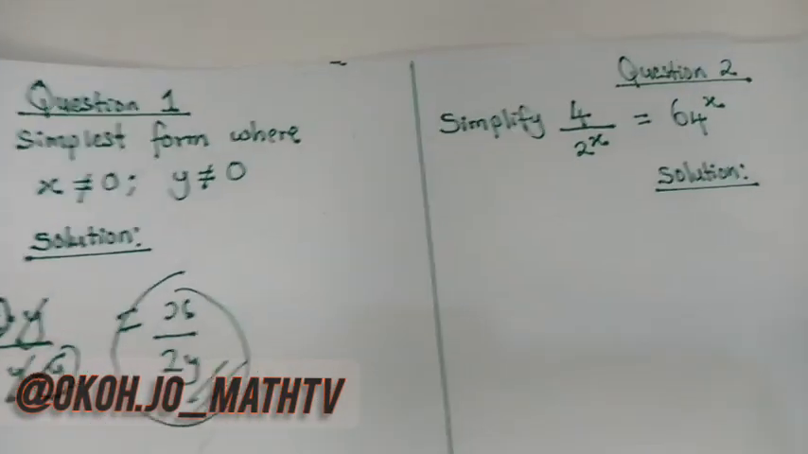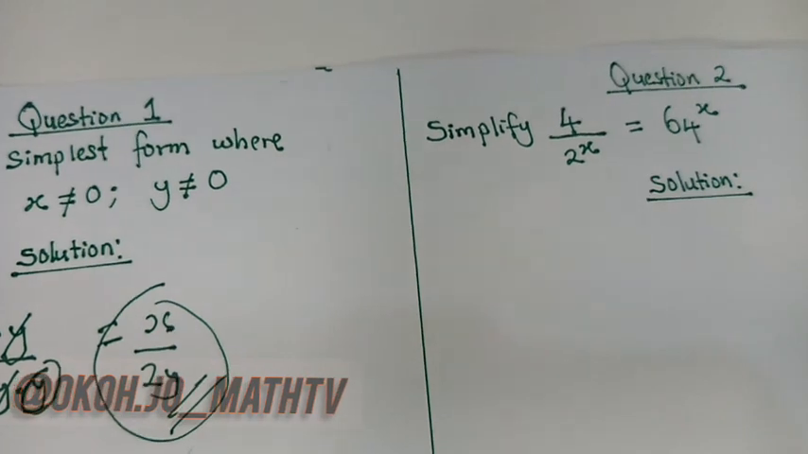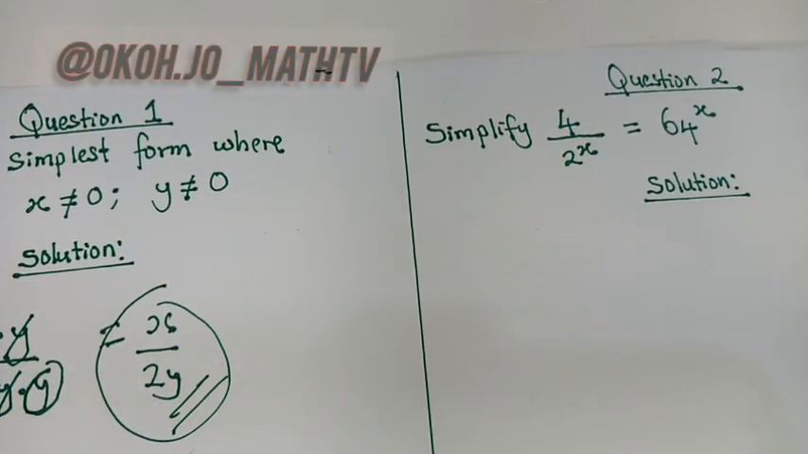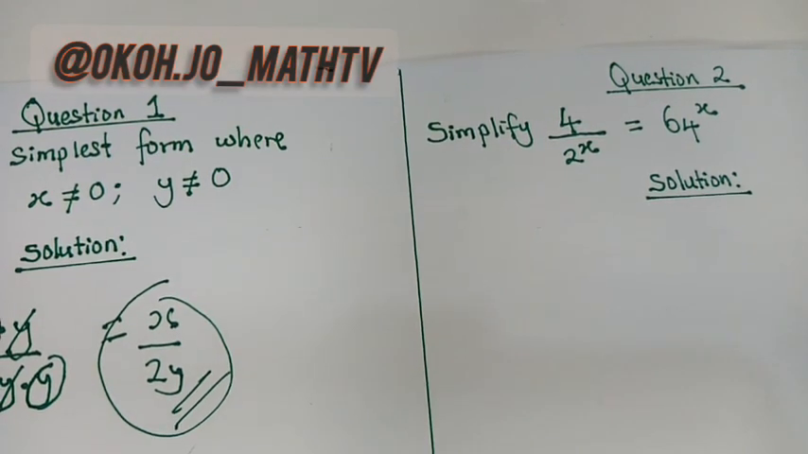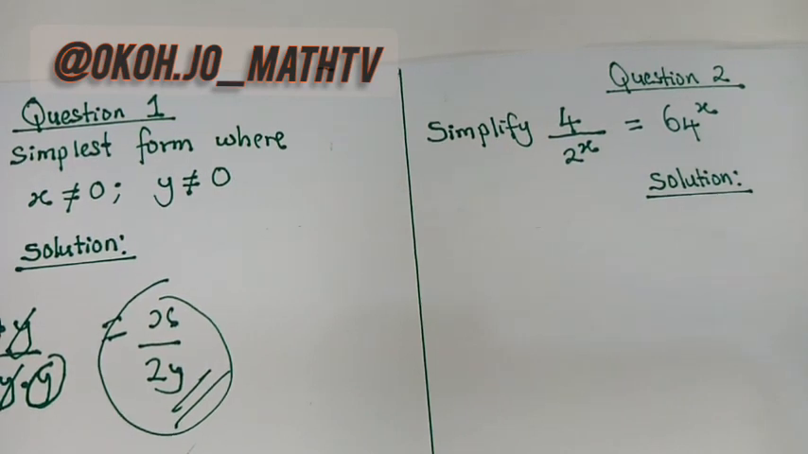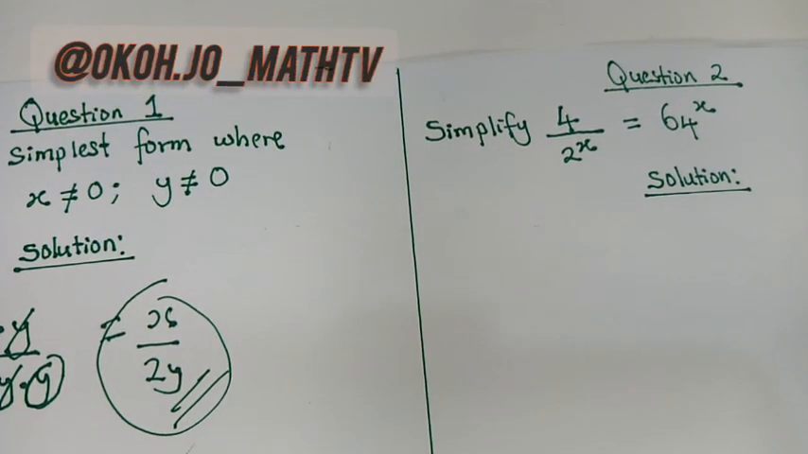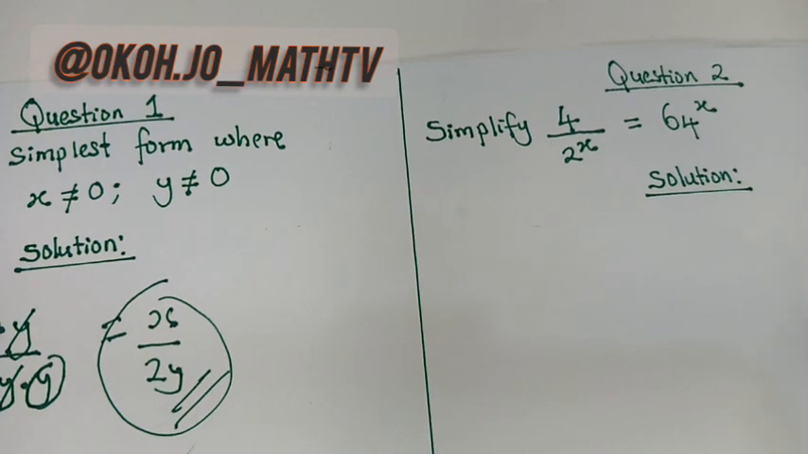So let's look at question 2. Question 2 says we should simplify 4 over 2 to power x equal to 64 to power x, or 4 over 2 exponential x equal to 64 to power x. So we use the law of indices and exponential here to simplify this, isn't it?